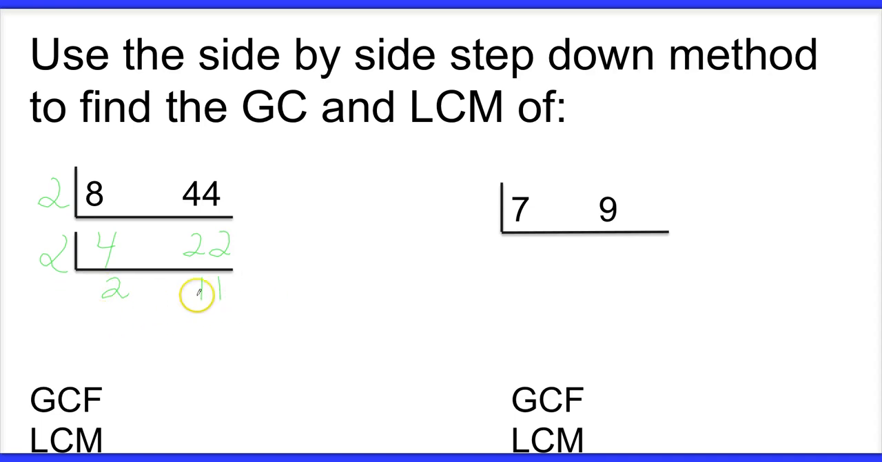Well, there is not a factor that I can pull out of 2 and 11 other than 1. And that's going to give me 2 and 11 back again. So I'm going to stop pulling out factors here. Now, I'm going to look at the numbers on the outside of my step-down method. I'm going to look vertically. And I have 2 factors here. 2 times 2. That's going to be my greatest common factor. 2 times 2 is 4. So going down is my GCF.